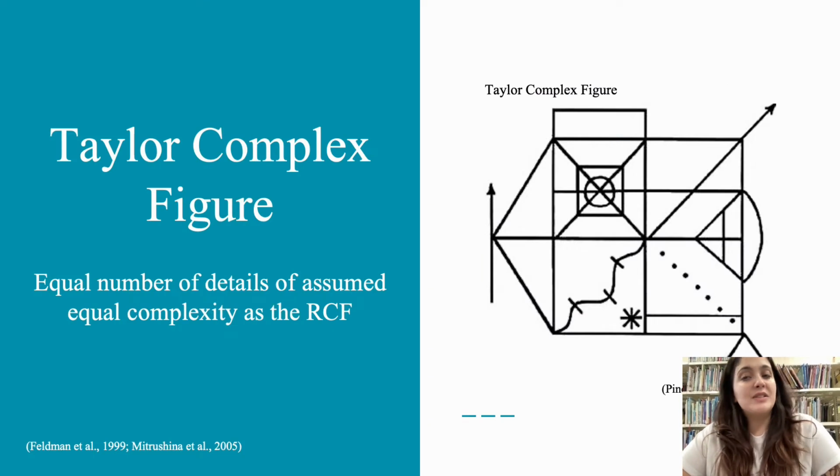The Taylor Complex Figure was created with an equal number of details of assumed equal complexity as the Rey Complex Figure. And while several studies have found it to be a good alternative, some studies have found that the Rey Complex Figure is significantly more challenging than the Taylor Complex Figure. They advise that the Taylor Complex Figure is to be used cautiously, and for the Rey Complex Figure to be the first choice when not in a repeated tested situation.